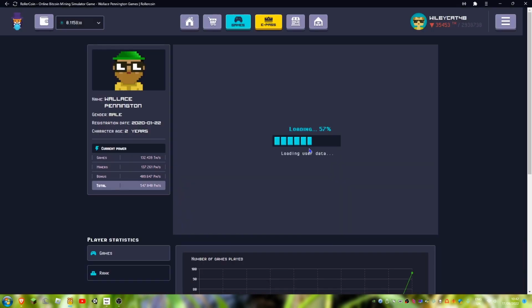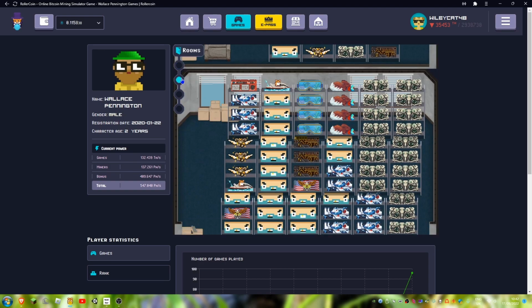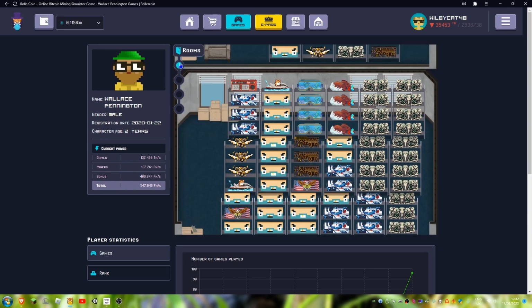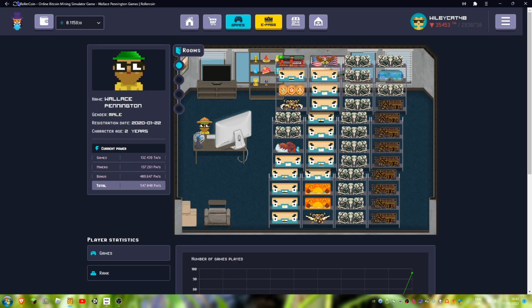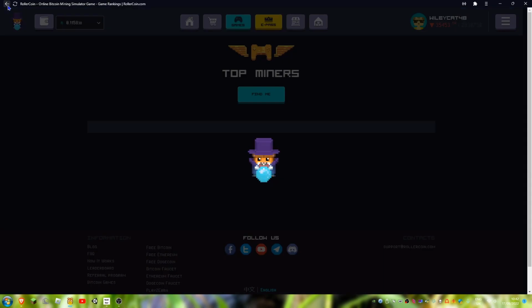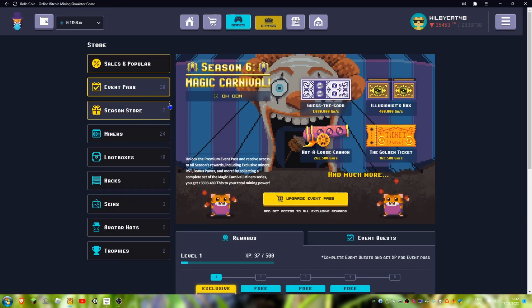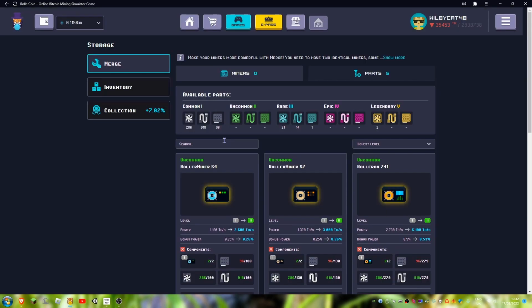who has absolutely filled all of their rooms. Like this person, Wallace Pennington or whatever, if they get loads and loads of parts, then they could merge all of these individual miners into like one room full of miners, and then even have a higher hash rate by doing so. So it's way more useful if you're at the point where space is something you have to worry about. Okay, and yeah, the parts, you mostly get them by playing games. If there's some specific ones you need, marketplace.